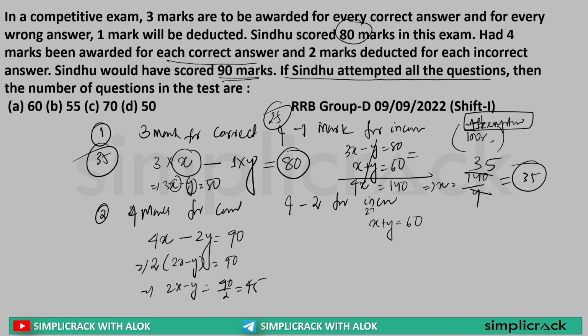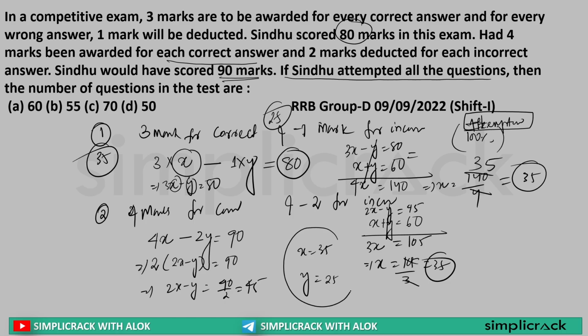Now 2x minus y is equal to 45. If I add it, 3x is equal to 105, with y cancelling out. So x is equal to 105 by 3, which is 35. Now here also x is 35, and y is the latter part, that is 25. Now understand this.